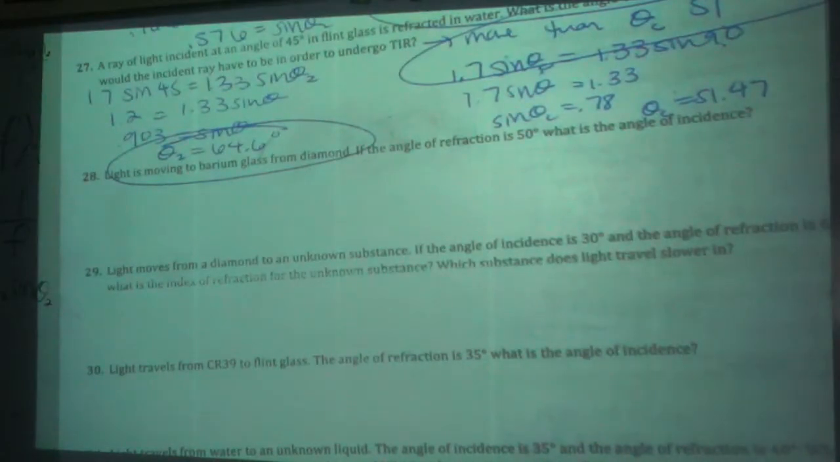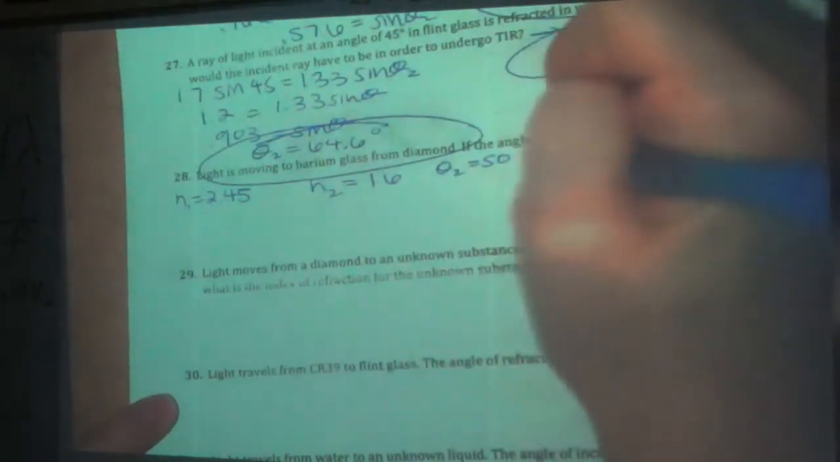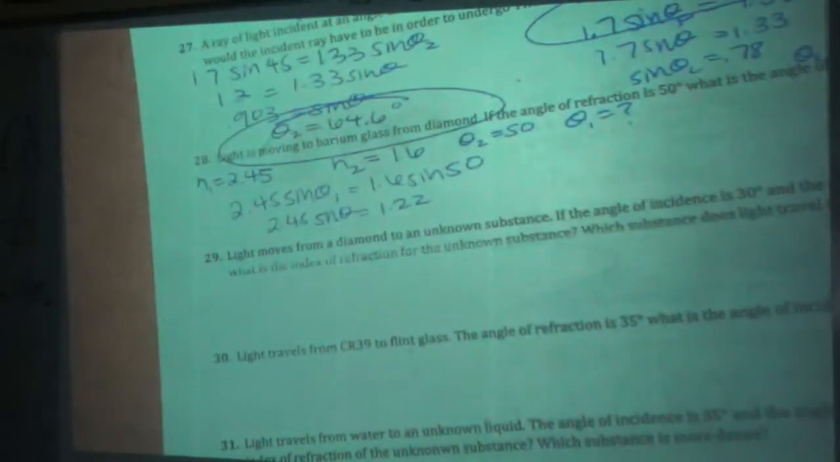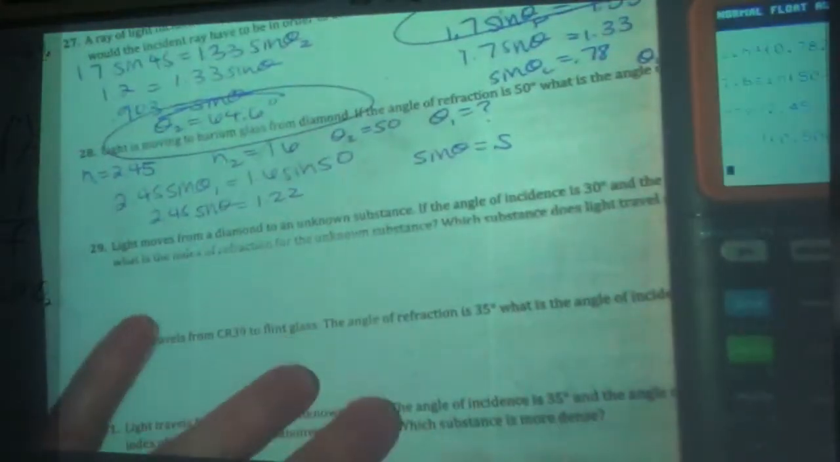Alright, light is moving from diamond to barium glass, so N1 is 2.45. N2 is barium glass, 1.6. If the angle of refraction, angle 2, is 50, I want to know the angle of incidence, angle 1. So 2.45 sine of angle 1 equals 1.6 sine of 50. 1.6 sine of 50, that's just 1.22. And then 2.5, so I'm going to divide the 2.5 over. That's going to give me sine of the angle equals 0.5. Sine inverse, that's going to give me the angle, incoming angle was 30 degrees.